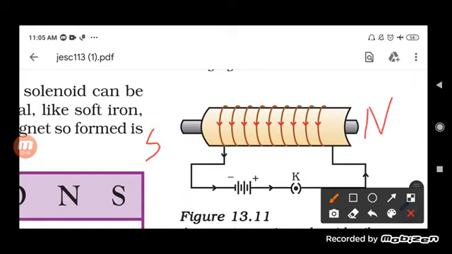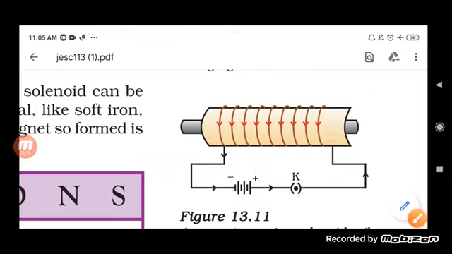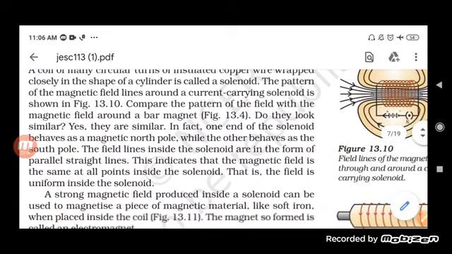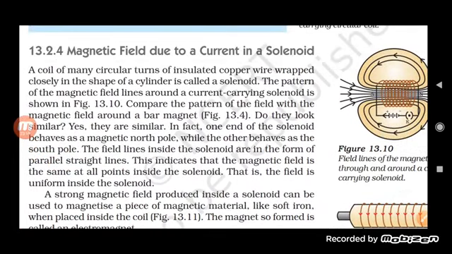Since two poles are formed, the face of the loop behaves like a south pole if the current is flowing clockwise, and the face of the loop behaves like a north pole if the current is moving anti-clockwise. So it behaves like a south pole or a north pole, due to which we can say that it actually behaves like a bar magnet with two faces. Okay, so the solenoid behaves like a bar magnet.